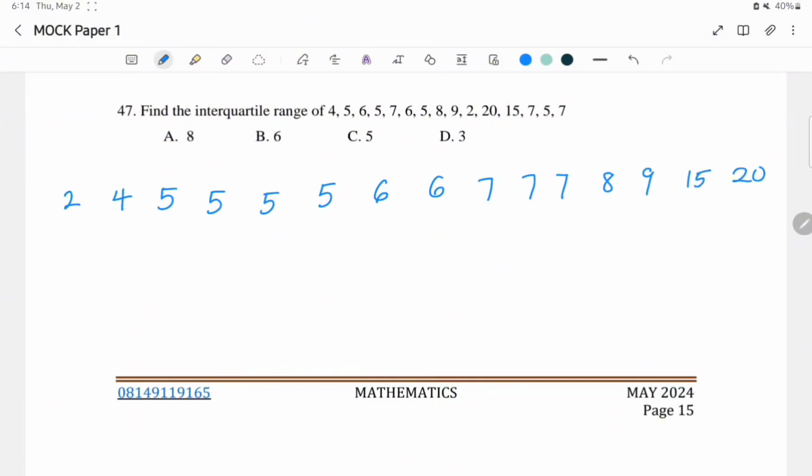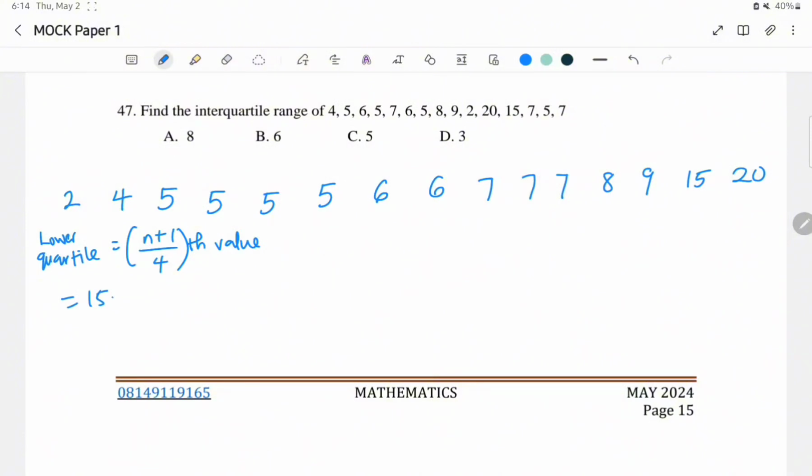You can quickly count to be sure that you do not omit any number. Now that we've arranged, we can find the position of the lower quartile. The position of the lower quartile is given by n plus 1 over 4. Our n is 1, 2, 3, 4, 5, 6, 7, 8, 9, 10, 11, 12, 13, 14, 15. We have 15 numbers.